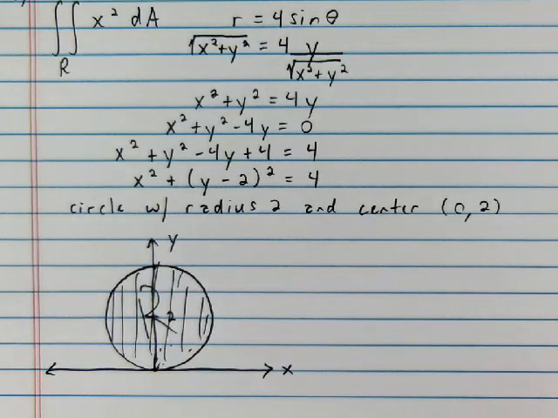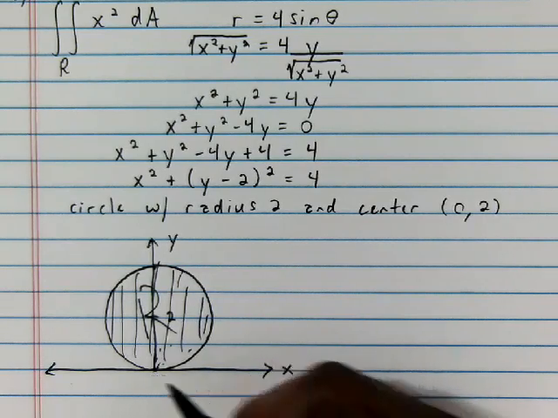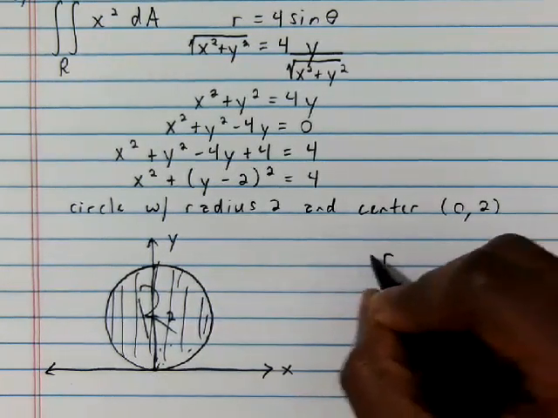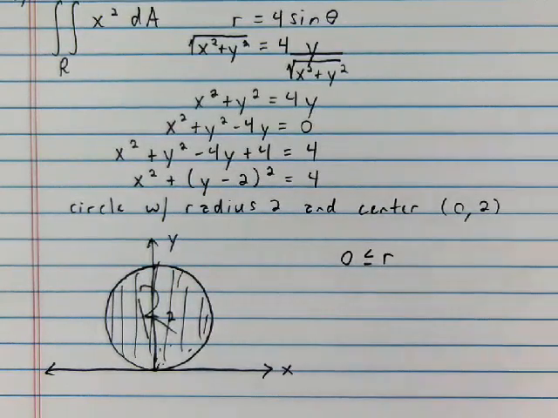So now we've talked about r. So r equals 0 is the smallest value we're going to get. r is always going to be greater than or equal to 0 because it's a radius. So we see that r is greater than or equal to 0.